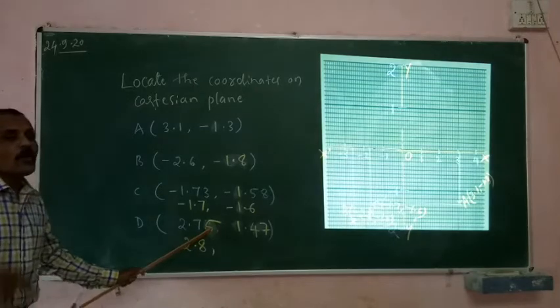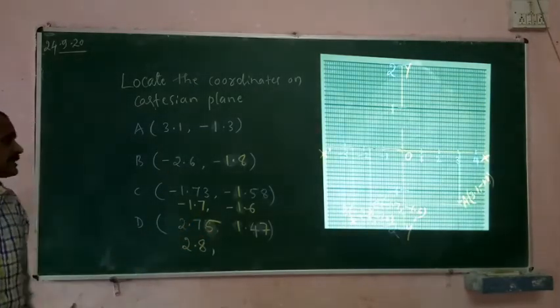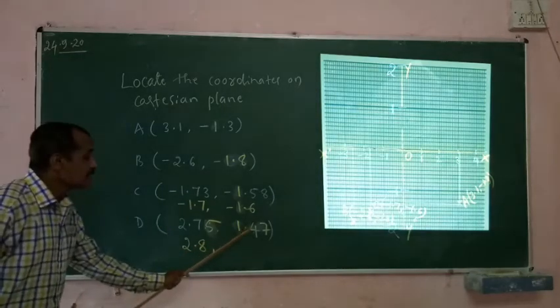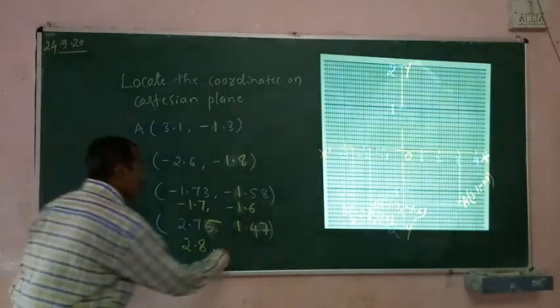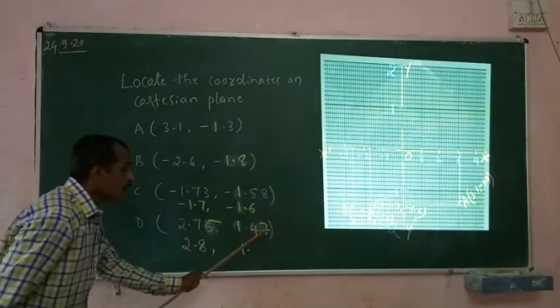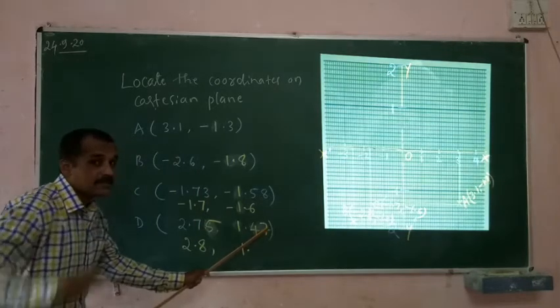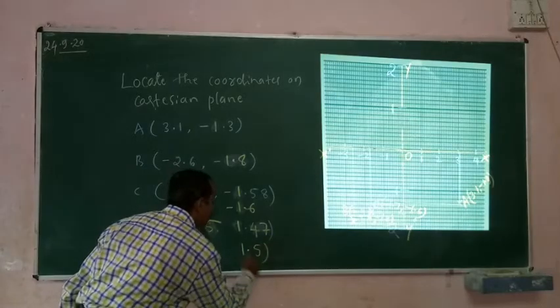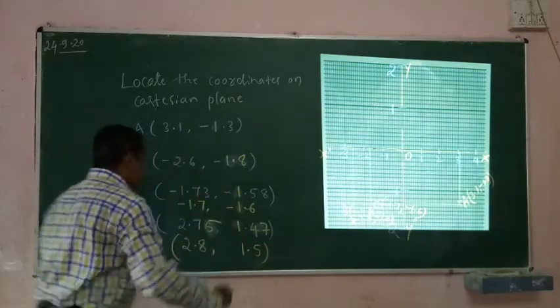Since it is 5 or more than 5, add 1 to the previous. If it is less than 5, keep it as it is. Okay. This is 1.47. 7 is more than 5. Add 1 to the previous, it is 1.5. Come on. It is 2.8.